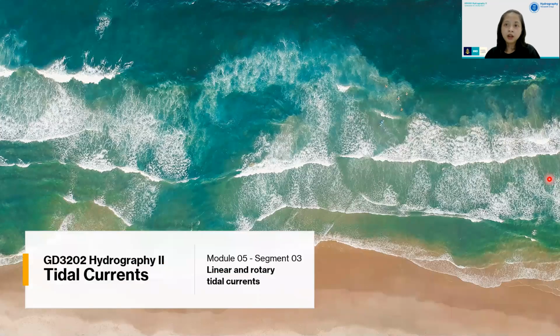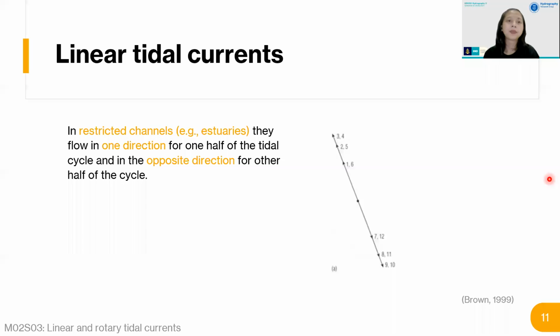Another thing that is very interesting about the tidal current is its movement. There is something called the linear tidal current and the rotary tidal current. You can read about this in the book from the Open University, I think it's called Waves, Tides, and Shallow Water Processes. If you need it, you can just let me know on MS Teams. Firstly, we will talk about the linear tidal current.